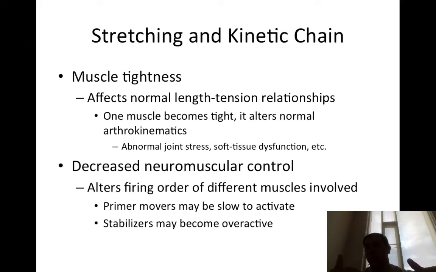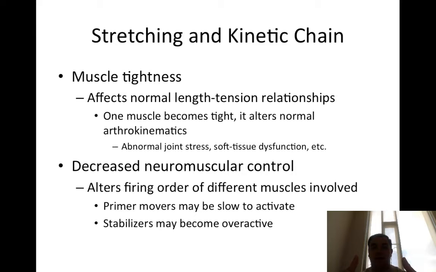So now what happens? I have decreased neuromuscular control. This can alter the firing order of different muscles involved, right? So instead of one muscle firing first, it might not fire at all. It might fire last when it should fire earlier in the order. The prime movers of the body become slow to activate, and now my stabilizers may become overactive. So now, just because my hamstrings are tight, my pelvic girdle's rotated a little bit, right?